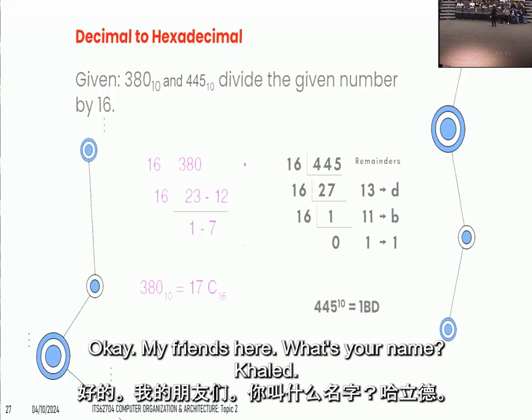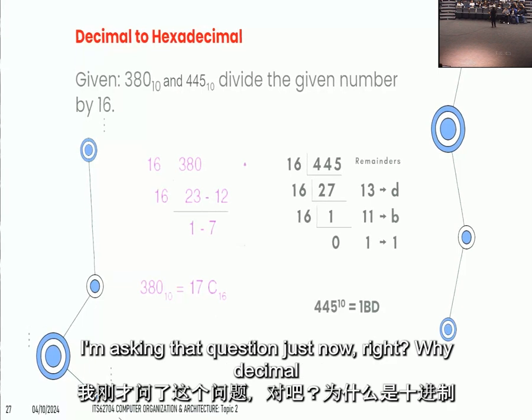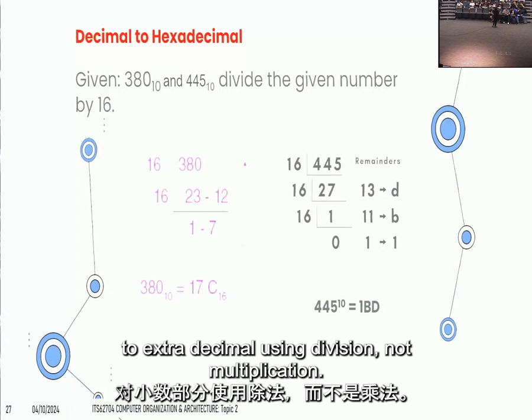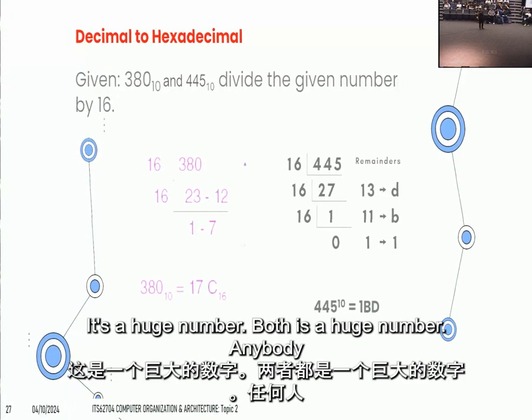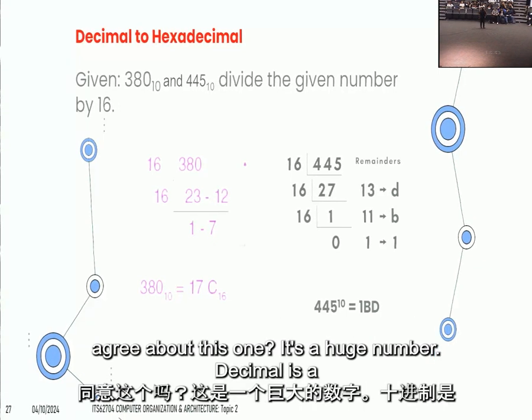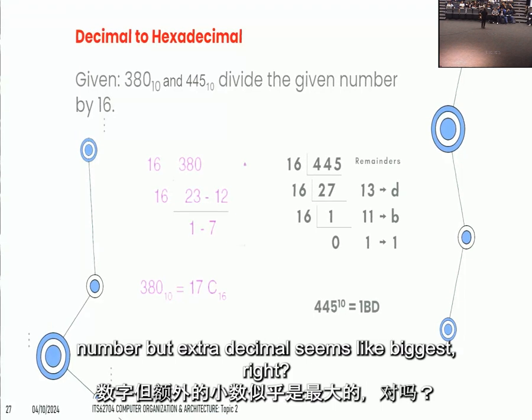Okay, my friend here. What's your name? Khalid. Yes. Khalid, where do you come from? Yemen. Okay. Khalid, I asked that question just now, right? Why decimal to hexadecimal we're using division, not multiplication? Khalid said, decimal and hexadecimal are the same level. It's a huge number. Both are huge numbers. Anybody agree about this one? Decimal is 10. Hexadecimal got 9, A, B, C until 15. Hexadecimal seems like the biggest, right?